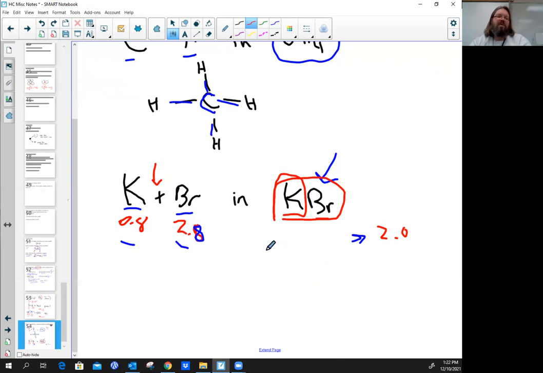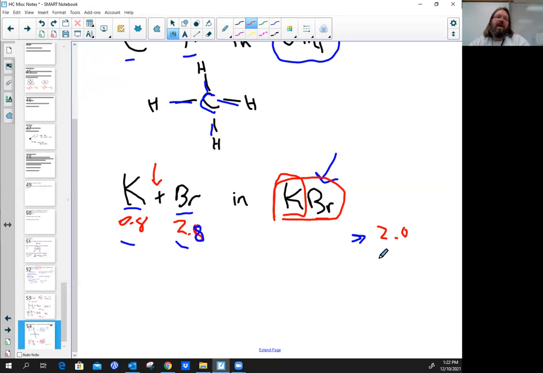It means that bromine is maybe not quite the same level of electronegativity that we see in all ionic bonds, or comparatively in all these ionic bonds. But this is a metal and a non-metal. This is definitely an ionic compound. It's on that border. Okay.